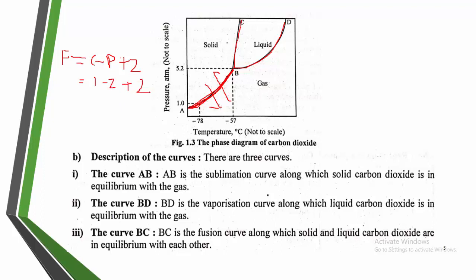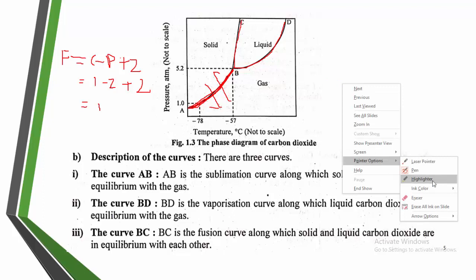Plus you can write the 2. What will you get? Here you will get 1 minus 2 plus 2, you will get 1, means the degree of freedom is only 1. What it indicates is that if you want to find the state of equilibrium of this point on the curve, at least you should change one variable, whether it is maybe the pressure or maybe the temperature. Likewise, the same thing here, the same curves we can see.